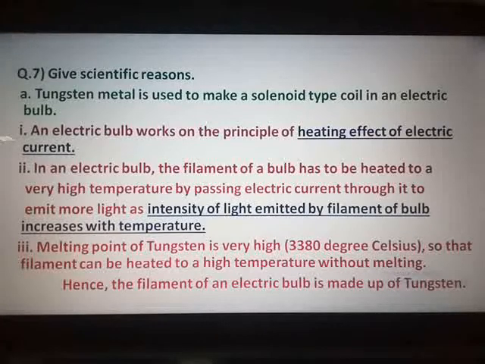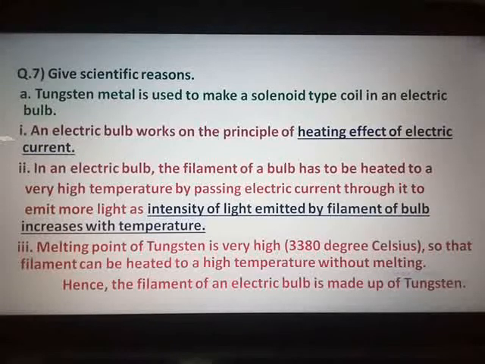Now here is a little bit of confusion with the melting point of tungsten. If you check on Google, somewhere they have given 3422 degrees Celsius for tungsten, and if you search whether the melting point of tungsten is 3380 degrees Celsius, the answer comes yes. So we will take it approximately 3380 degrees Celsius.